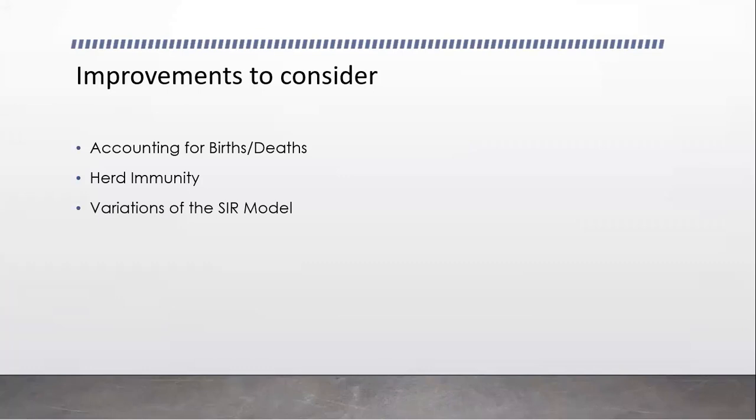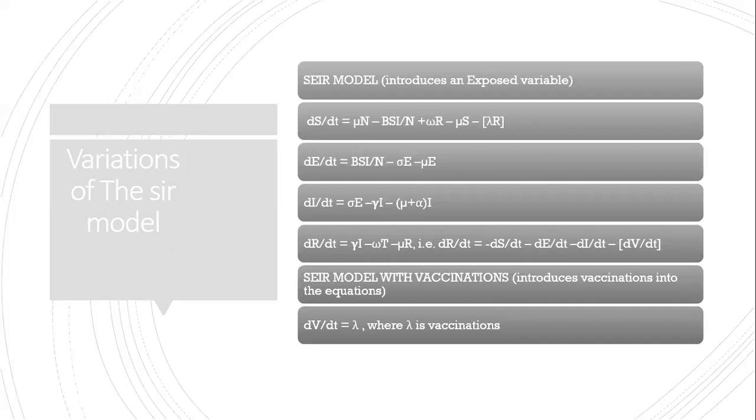Then you have herd immunity, which is the point at which a population reaches a certain immunity level, and this slows down the spread of the virus, basically, which is something that's really important and something you're always looking forward to doing. And then variations of the SIR model.